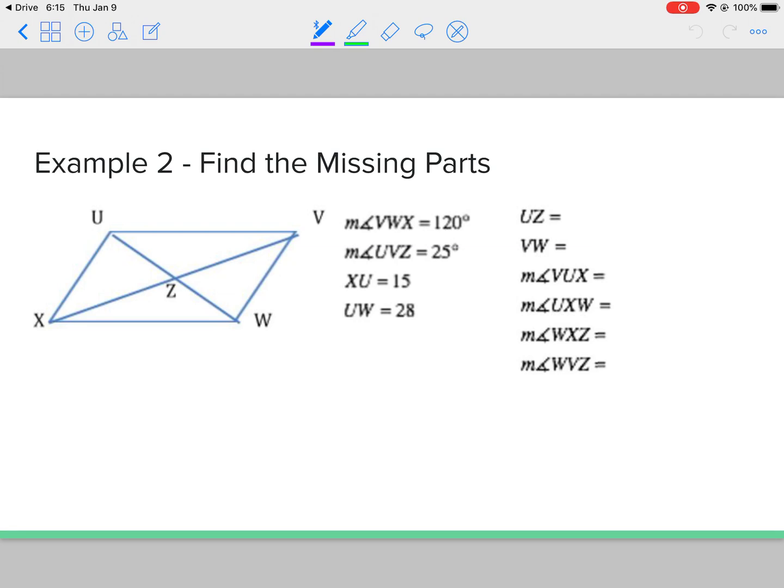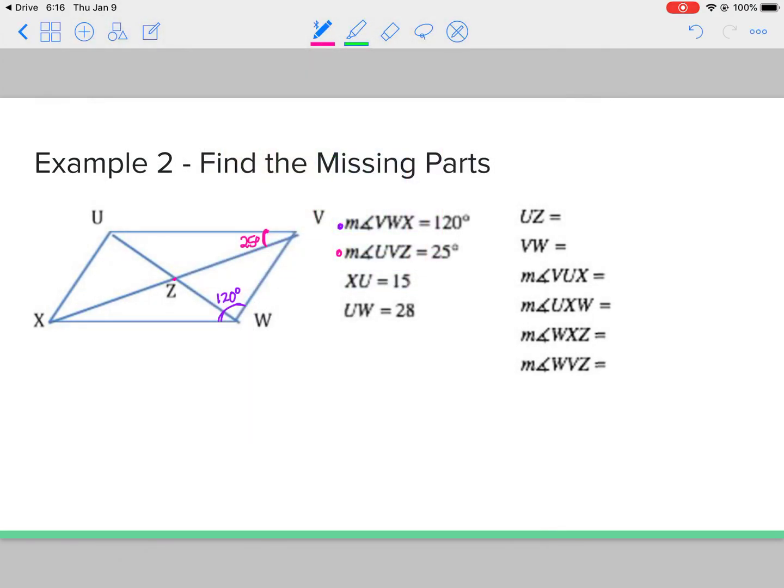In example 2, we're given 4 pieces of information, and then we're going to use those to find these other things. First, let's go through and label the pieces of information that we know. The measure of angle VWX, this entire angle down here, is 120 degrees. Then we're given that the measure of angle UVZ, since Z is this point in the middle, is just this top part of that angle, and the top part of that angle is 25 degrees.